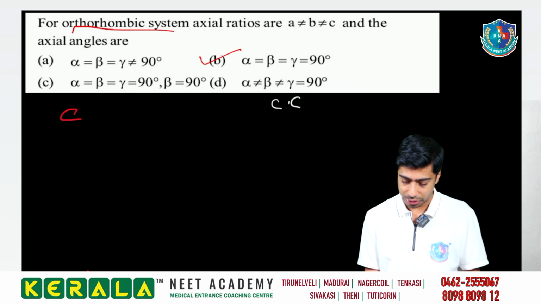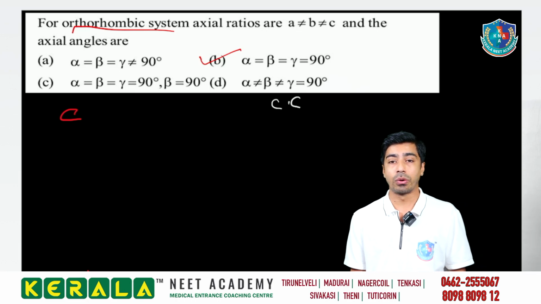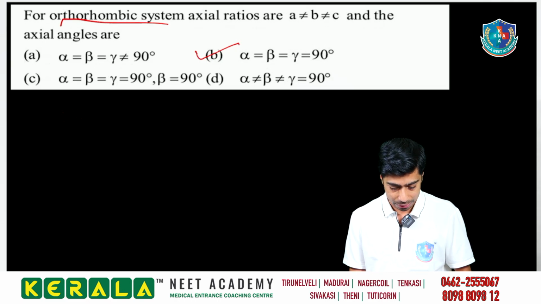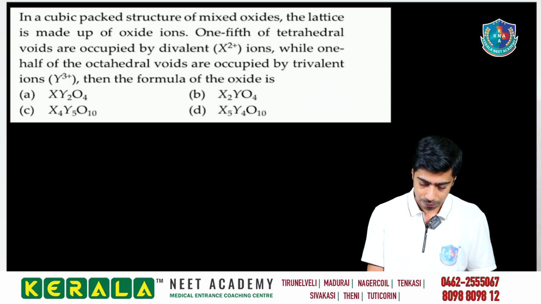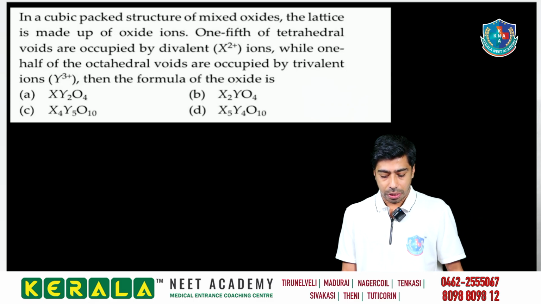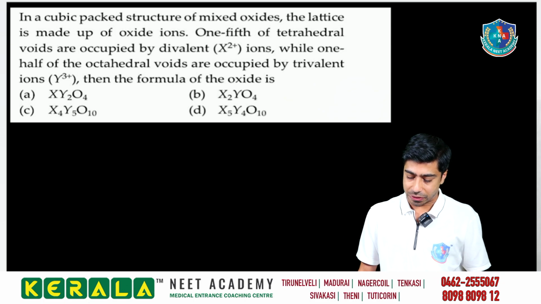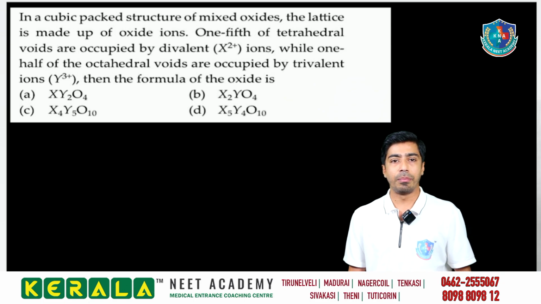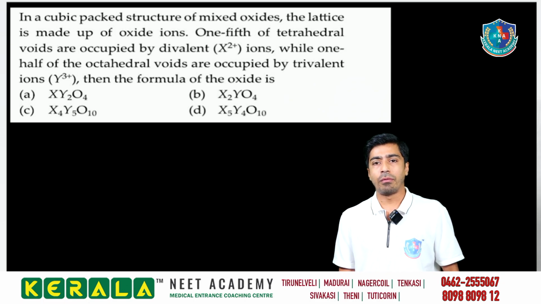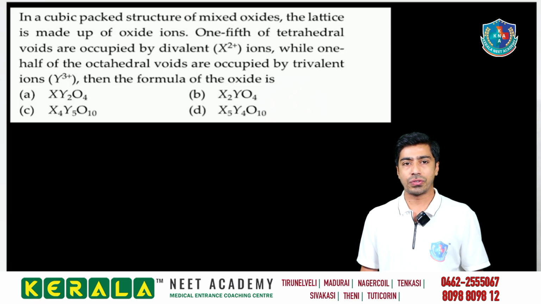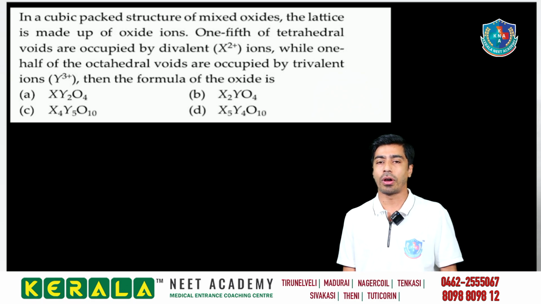Now anyhow, for this question, alpha equal to beta equal to gamma equal to 90 degree. Then next one: in a cubic packed structure of mixed oxide, the lattice is made up of oxide ions and 1/5 of the tetrahedral voids are occupied by divalent ions, while 1/2 of the octahedral voids are occupied by trivalent ions. Then the formula of the oxide.